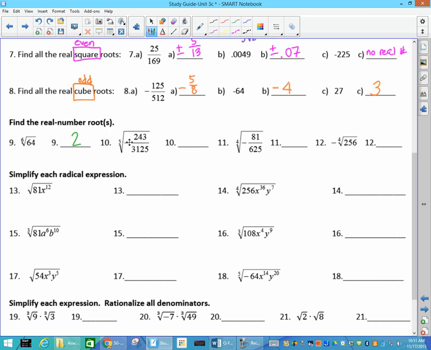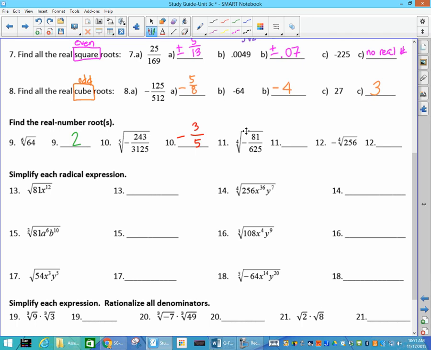The fifth root of a negative number is going to be negative. It's the fact that it's an odd root, so if it starts off negative, the answer will be negative. The fifth root of 243 is 3, and the fifth root of 3,125 is 5.